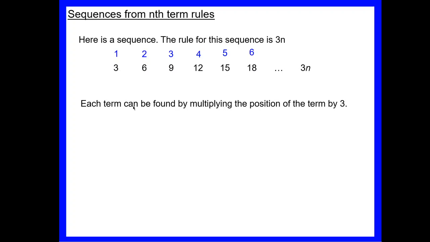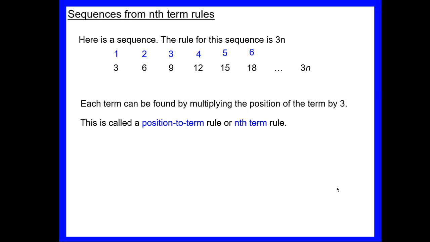So these are our positions. So 3n means I'm going to do 3 times the number 1, the first position. 1 times 3 is 3. Or 3 times the second position. 3 times 2 is 6. 3 times 3 is 9. 3 times 4 is 12.